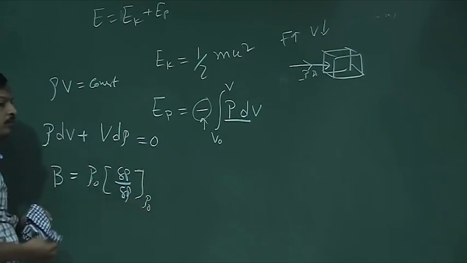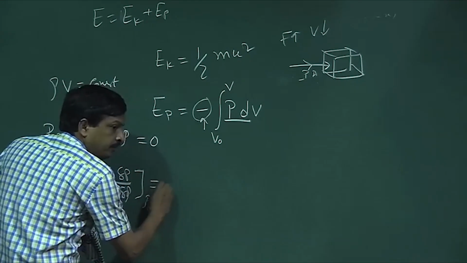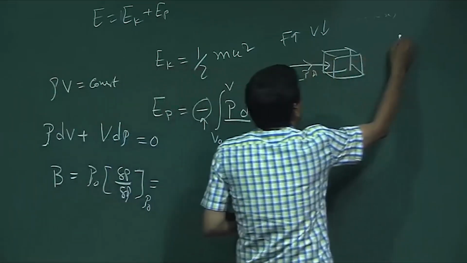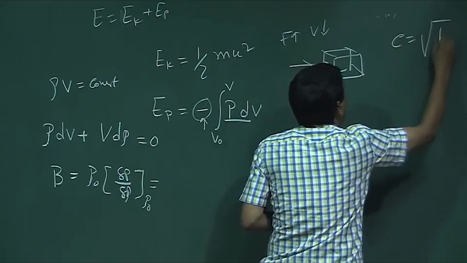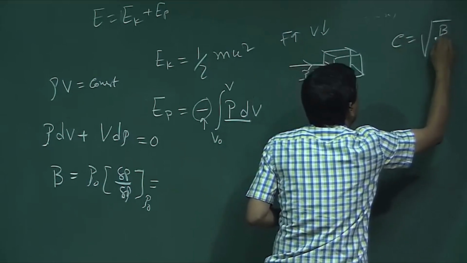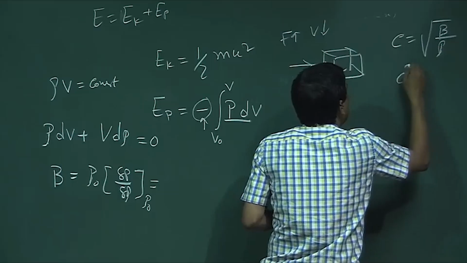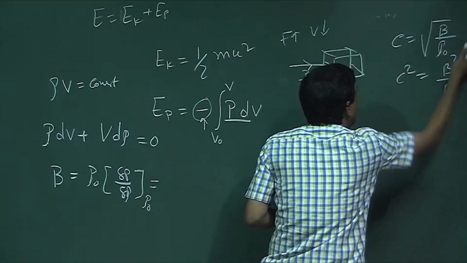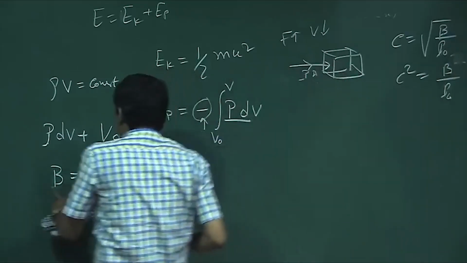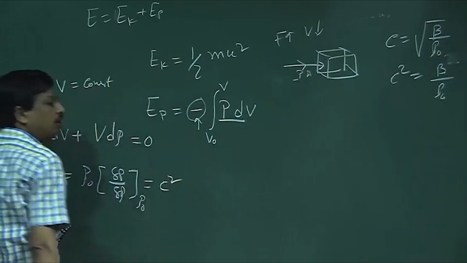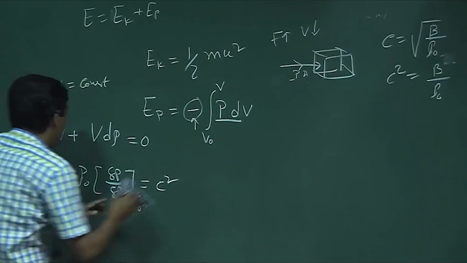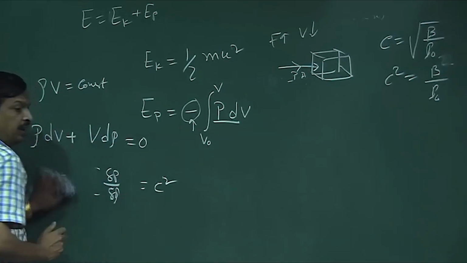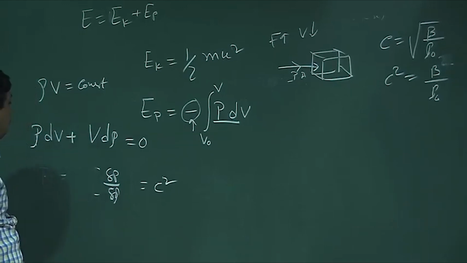This is the bulk modulus. The velocity of sound C is nothing but the root of the bulk modulus B divided by rho. So, I can say C square is B by rho 0. So, B by rho 0 is nothing but C square. So, I can write that del P by del rho is nothing but C square.